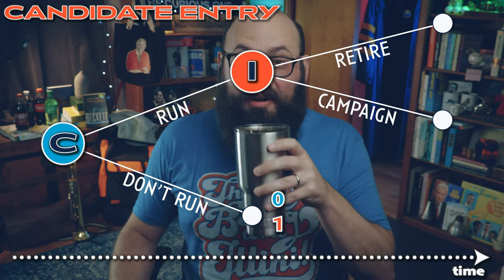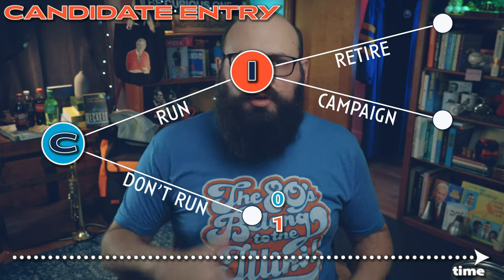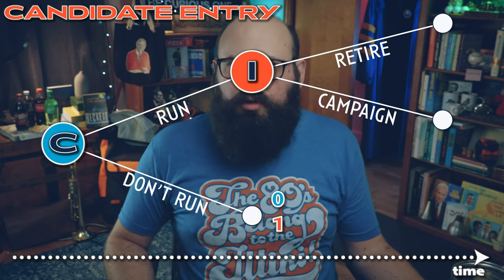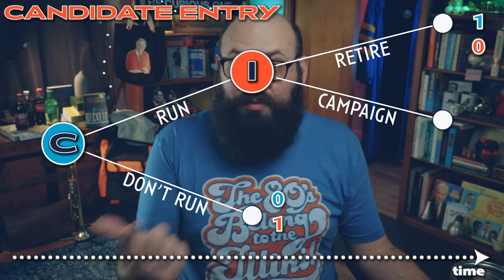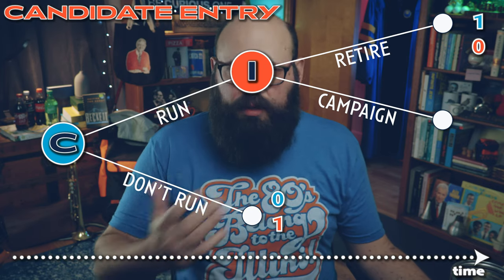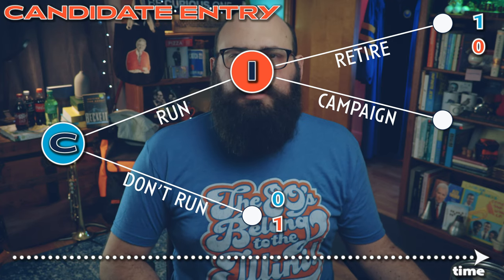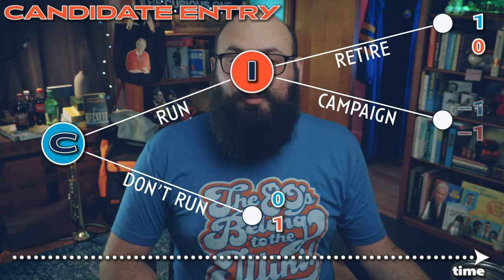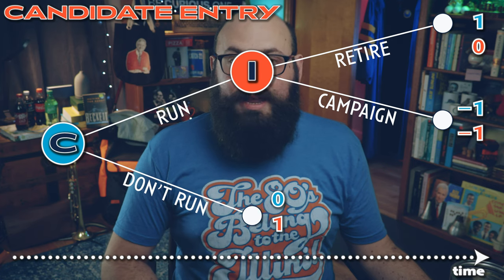And I'm bringing it hard. If the challenger runs and the incumbent retires, we're going to call that 1 happiness point for who's the new boss, same as the old boss, and 0 happiness points for the now retired Boca living incumbent. And -1, -1 if they're stuck in the political quagmire of a negative campaign.